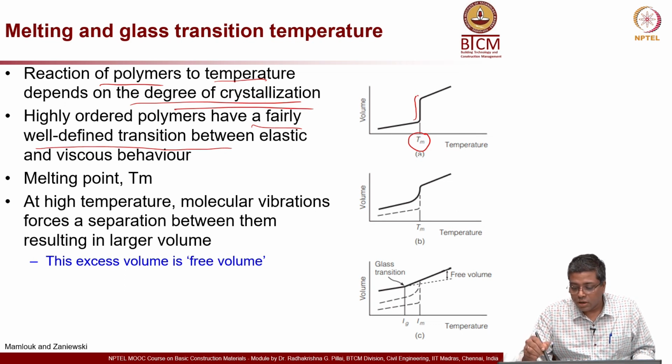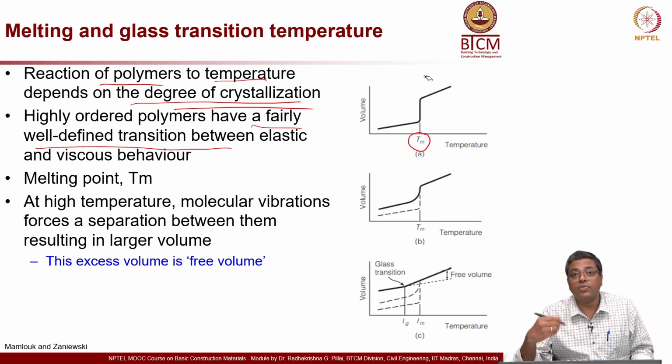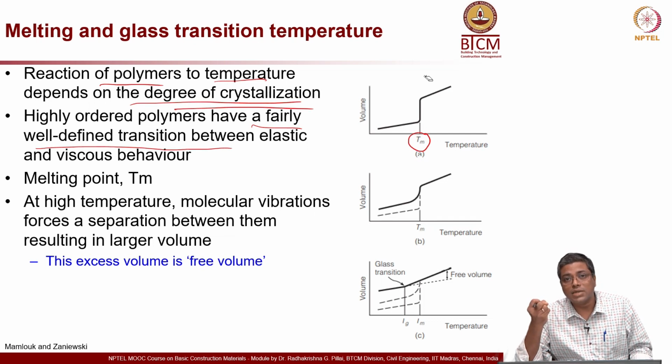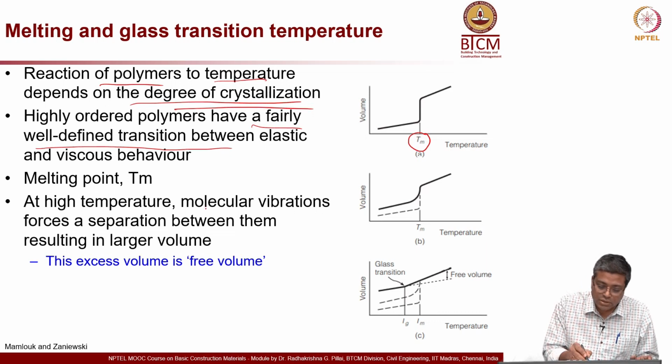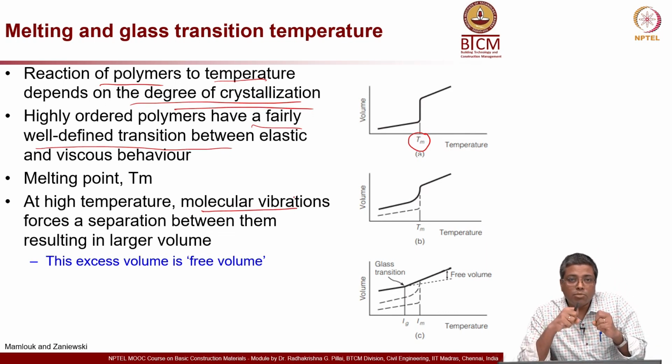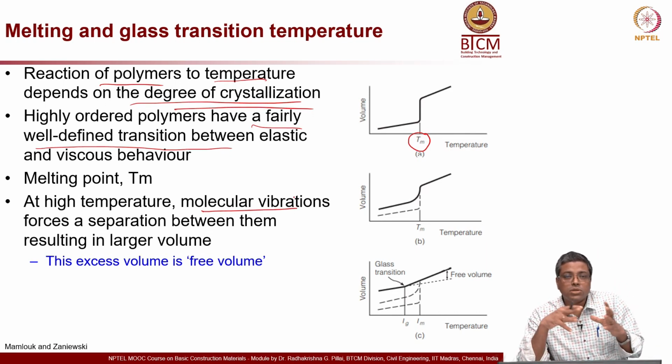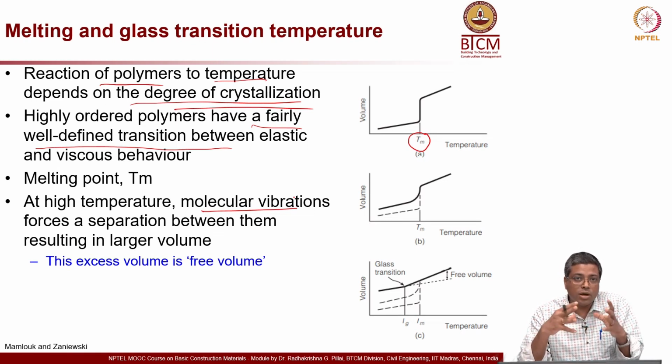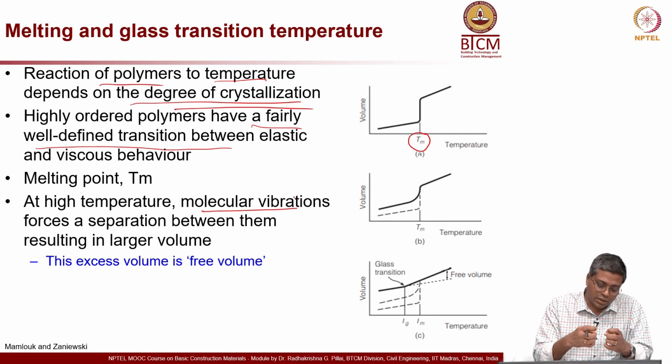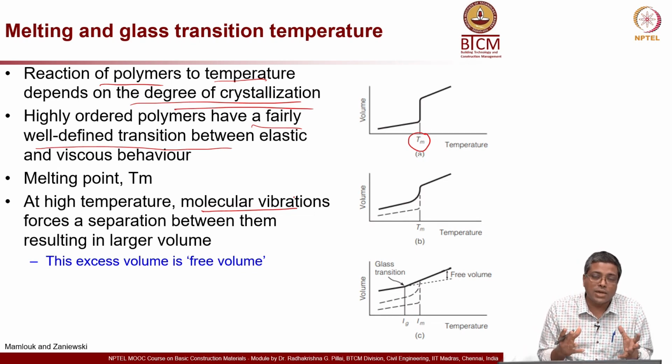Okay. Now, this is a case with highly ordered polymer melting point. You can very clearly see that at this particular point the volume increases significantly. That means the material starts melting. When the temperature increases, there are molecular vibrations, and because of those vibrations they tend to get separated, creating some volume in between, or they tend to get separated and occupy larger volume.